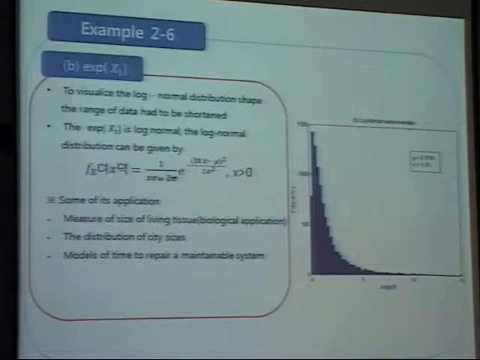The second thing is exponential. Oh, maybe the version is not the same, so there are some errors here. So the histogram is like this. There are a lot of comments. Some of its applications for the exponential are the measure of size of living tissues, especially for biological applications, the distribution of city size, and the models of time to repair or failure of a maintainable system.